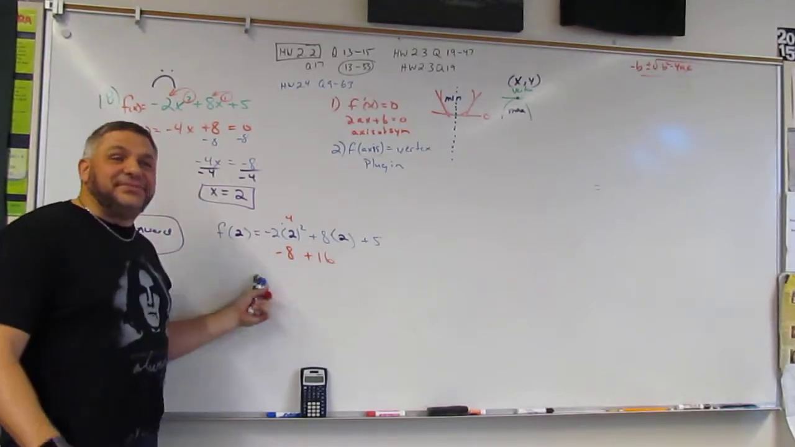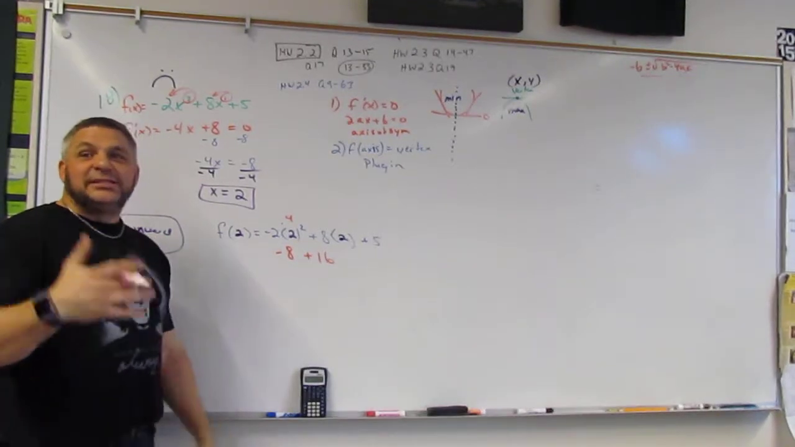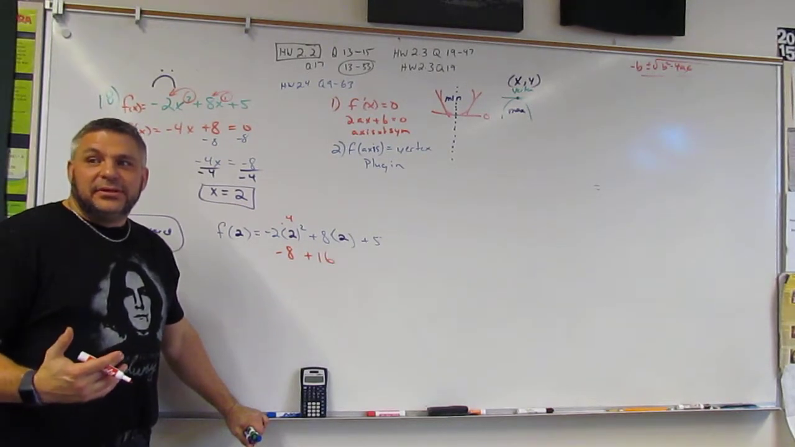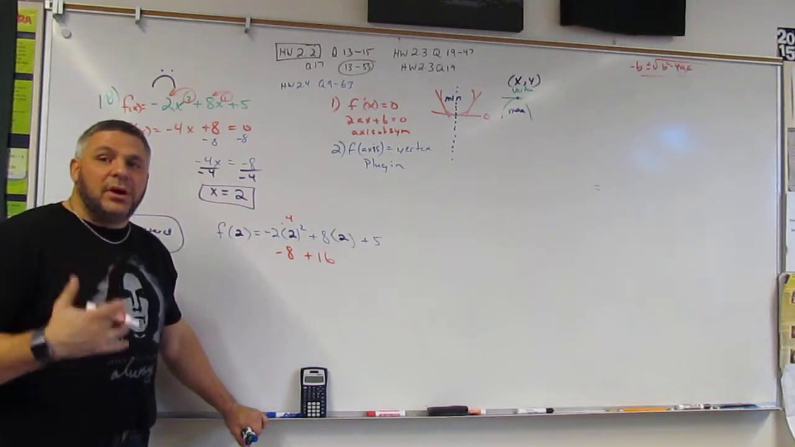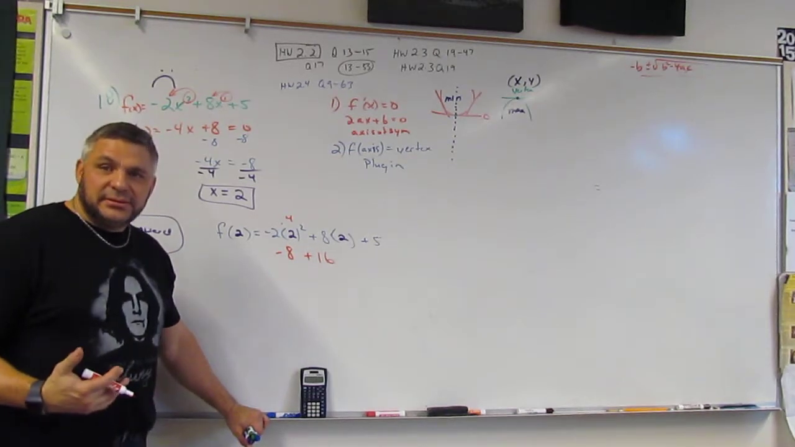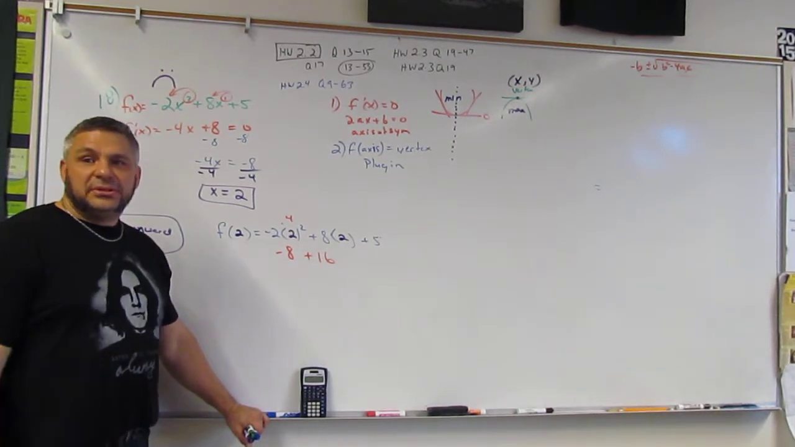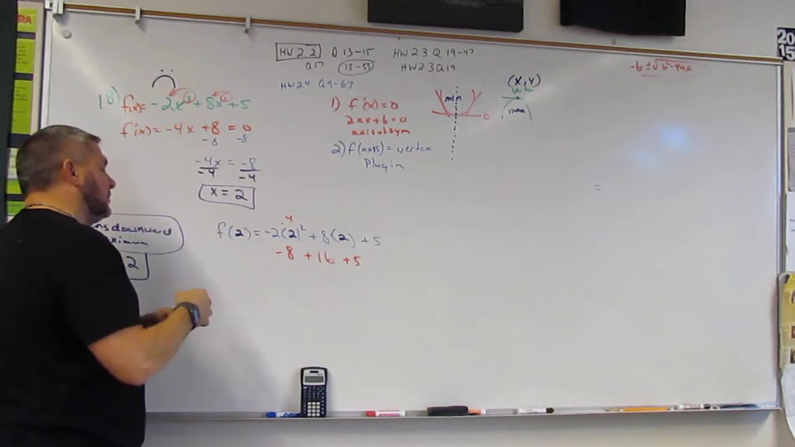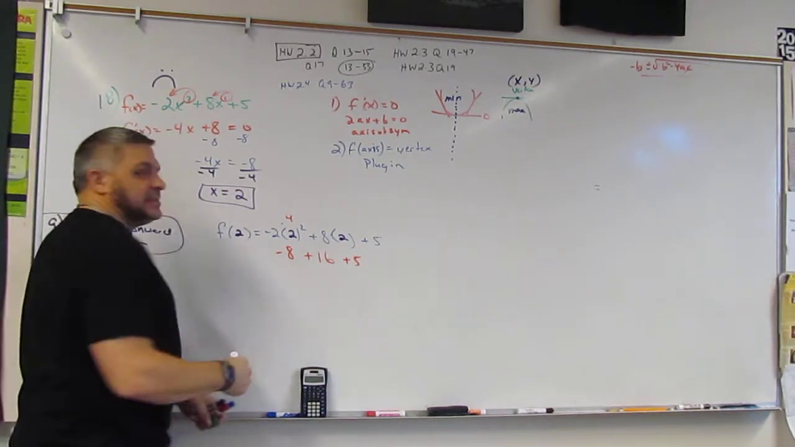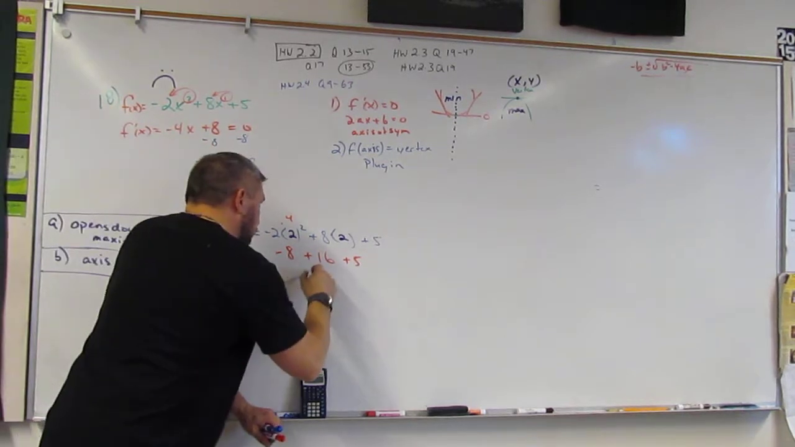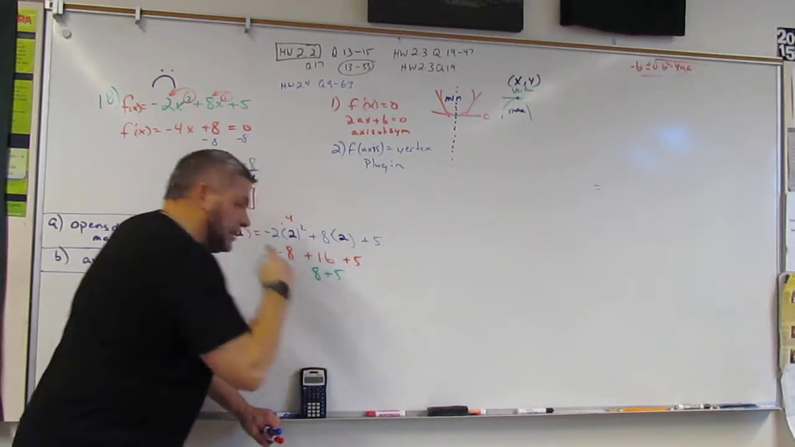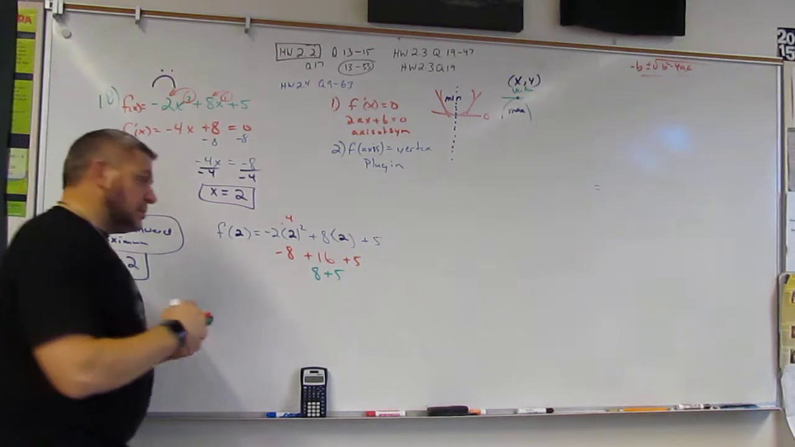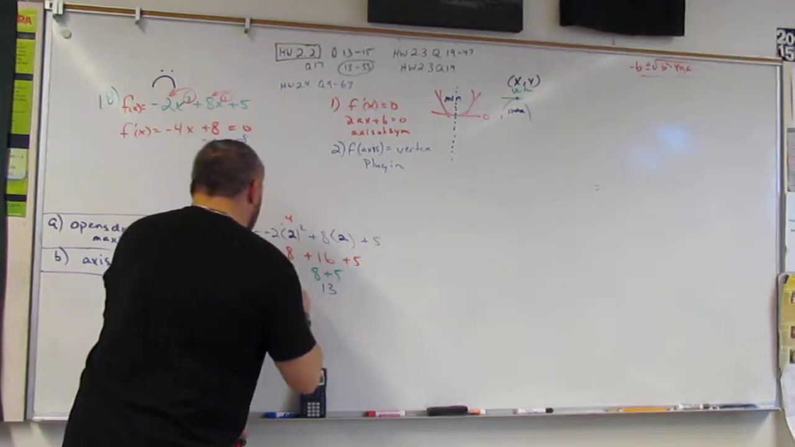Is this one twice as big as the other? That's what's important. Then we know we're doing it right. Plus 5. And then we say, what is negative 8 plus 16? 8, right? And then what is 8 plus 5? 13.